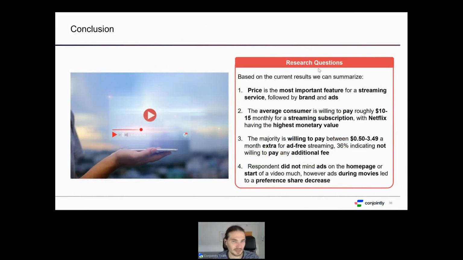I'm not the biggest fan of Van Westendorp, but it can be a useful tool at times. We saw from willingness to pay that people are willing to pay between 50 cents and $3.50 to not have ads. We found similar information from Gabor Granger as well, that 36% said, I'm not going to pay additional money to not have ads. And finally, when we're talking about ads on the home screen or at the start and end of a video or movie, it didn't really seem to impact preference shares that much or actually switch them to higher payment plans.